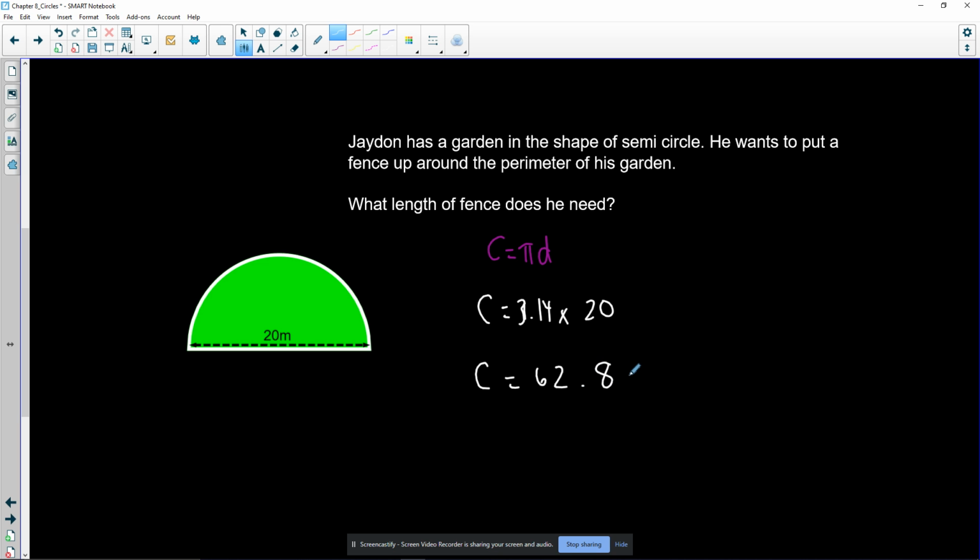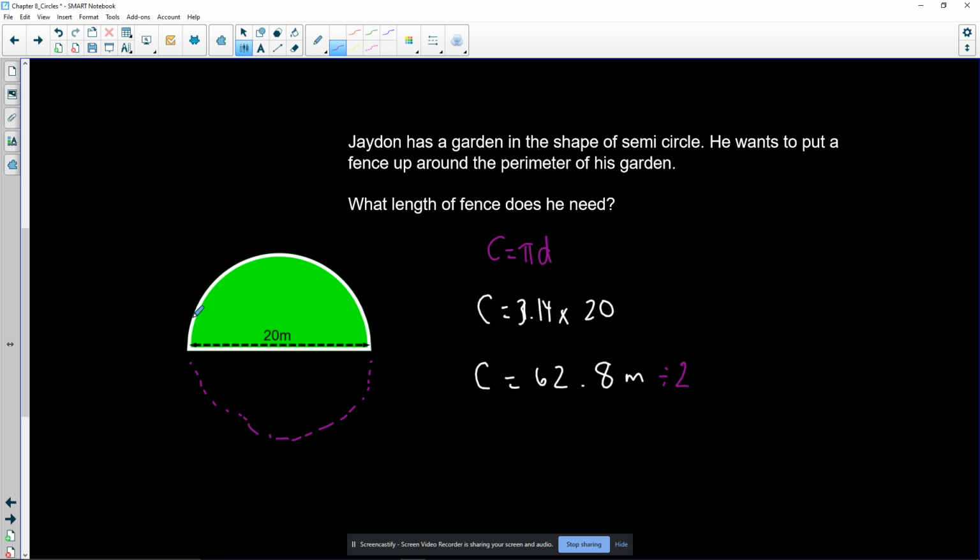Okay, so we're given that the circumference is 62.8 meters. But because we notice that this isn't a full circle, is it? So we know that we might have to do something here. And in this case, we have to divide it in half because we're only looking at half the circle, right? You can pretend that the rest of it is here, but we're only needing this half. Okay, so that's easy. We can just divide this by 2, cut it in half.